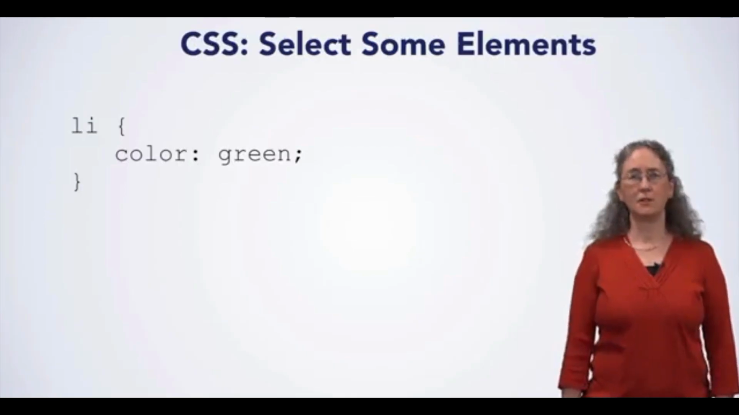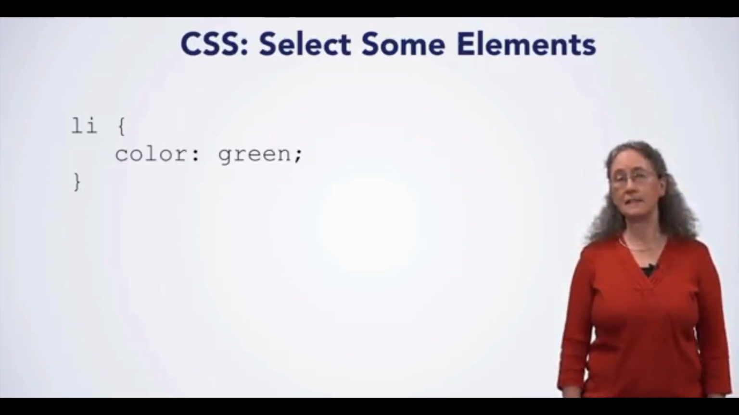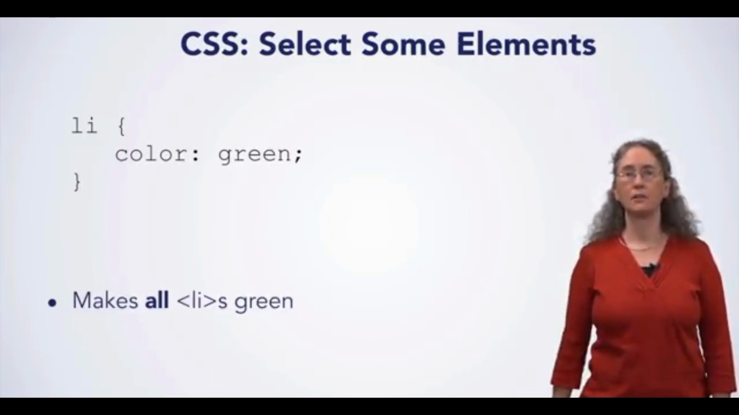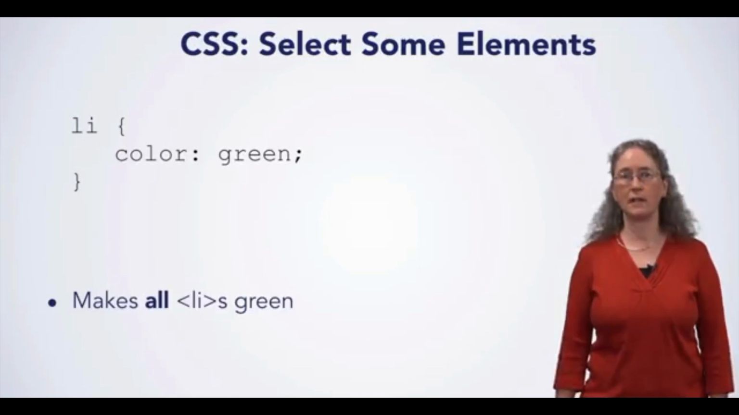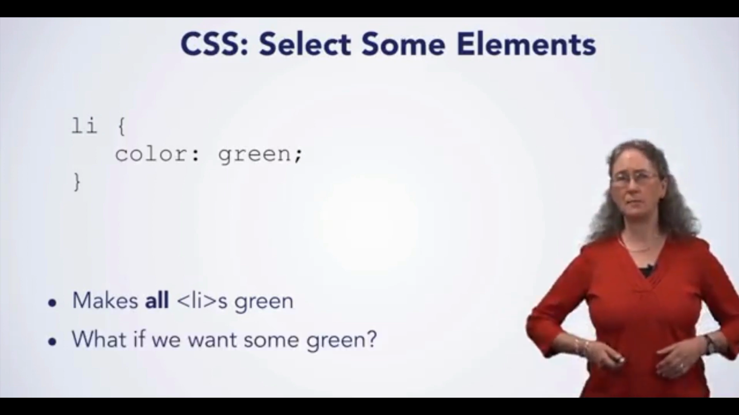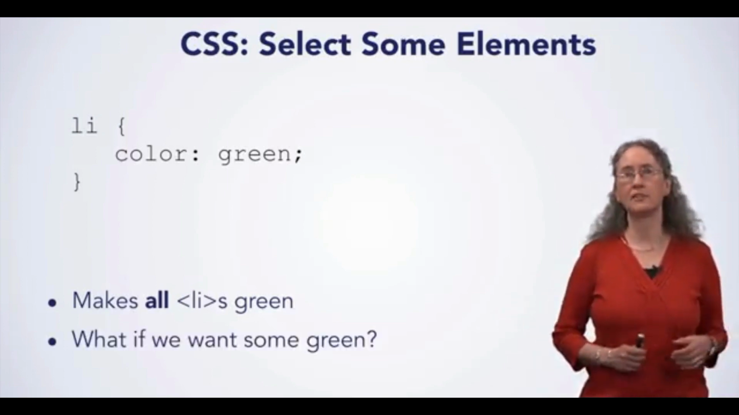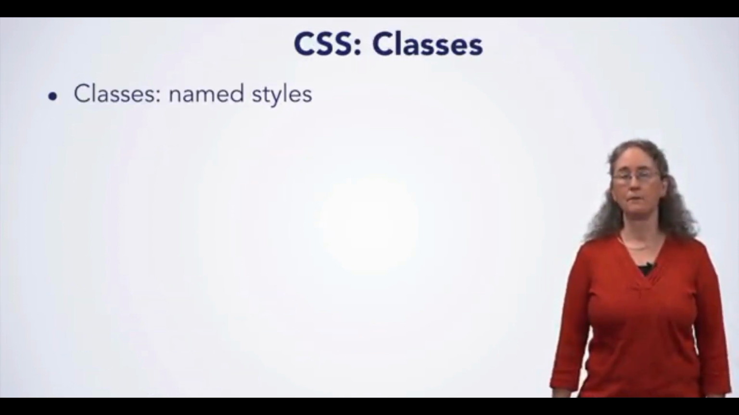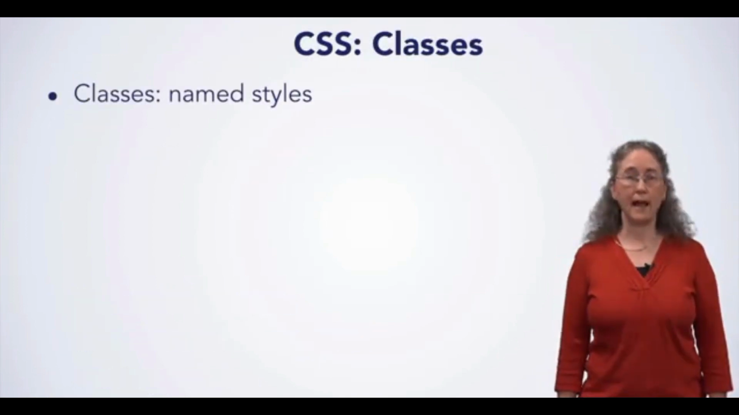In your in-video quiz, you just thought about how this CSS styles list items to be green. However, this CSS makes all list items in your entire web page green. What if you wanted to make some of them green and style some of them a different way? We're going to show you 3 approaches to styling only some of a particular element. The first way you might do this is to use a class, a named style.